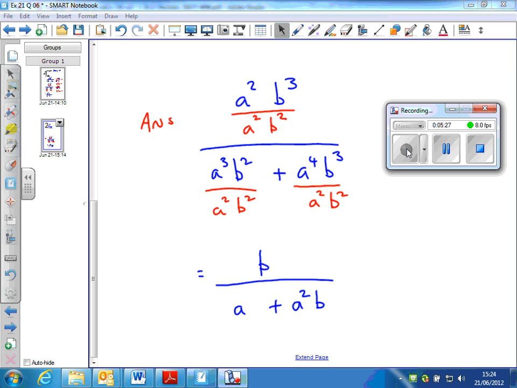Here's the answer. A squared b cubed. I could divide every term by a squared b squared. The highest common factor for A is a squared because it's at least a squared in each of the three terms. And the same for b: b squared, at least b squared in each of the three terms. So I could divide every term by a squared b squared to get the answer at the bottom: b over a plus a squared b.